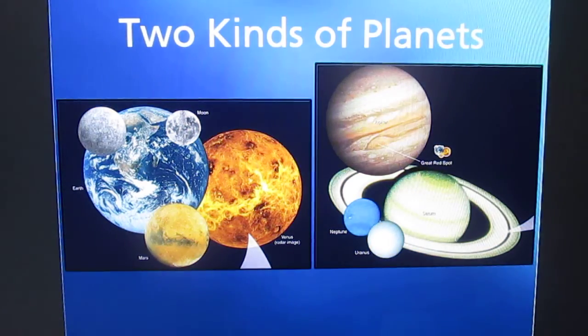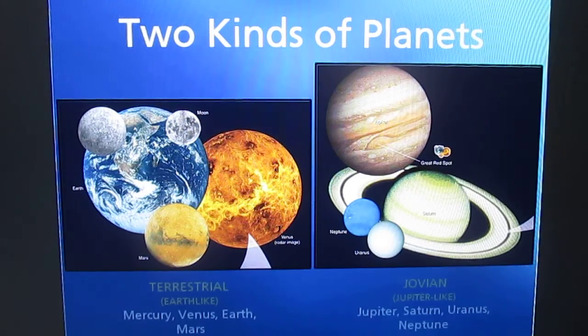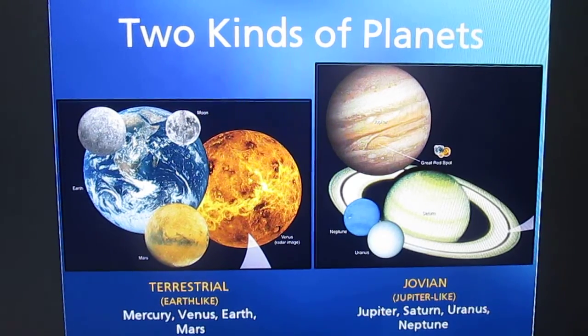Planets of our solar system can be divided into 2 very different kinds. They are terrestrial and Jovian. The terrestrial are the inner planets, and the Jovian are the outer planets. The Jovian planets are all gas. Saturn and Jupiter are gas, unlike the Earth and Mercury, which are solid rock balls.